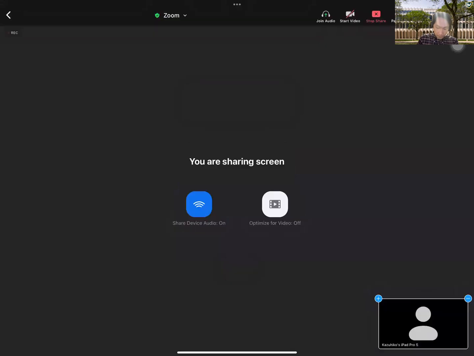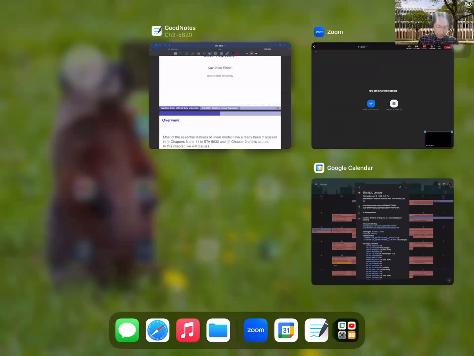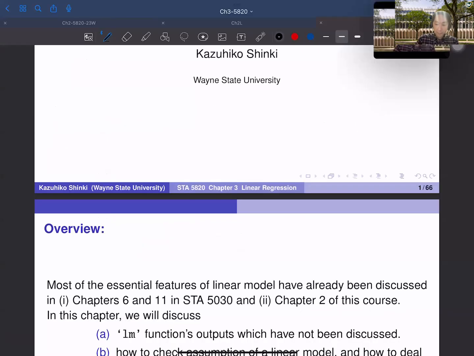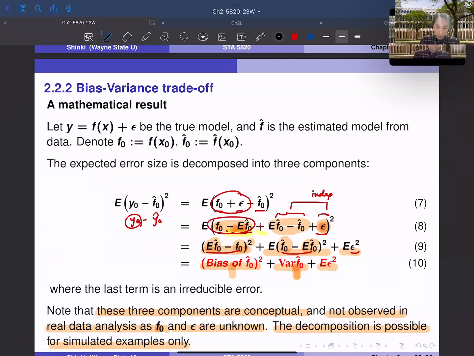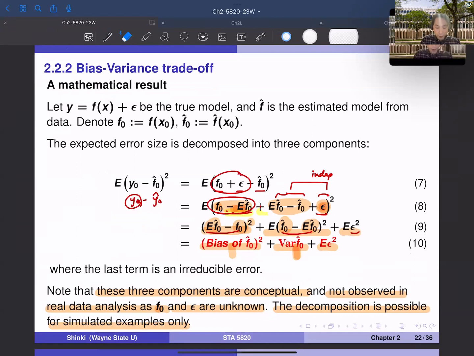Okay, so I will share the screen of my iPad. Yeah, so the last time we finished this slide, the bias variance trade-off. Once we observe the errors, the expected size of errors can be decomposed into this squared bias and the variance of the estimate and the so-called irreducible error. So we have 3 terms: this term, this term, and this term.